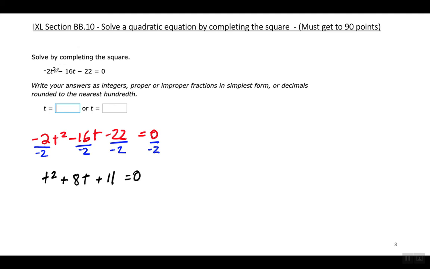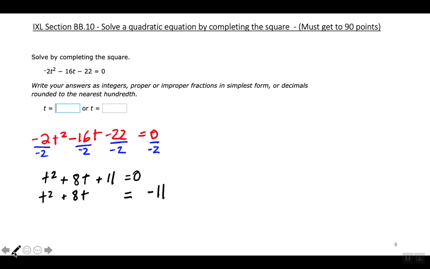All right, what I did is I simplified this expression. Now it looks like this. All right, that's how you do it. When a is not 1, you got to make it 1 by dividing every term by whatever a is, which in this case is negative 2. Okay, now from here on out, I just do the same thing I was doing before. First thing I'm going to do is move 11 to the right. So t squared plus 8t equals negative 11.